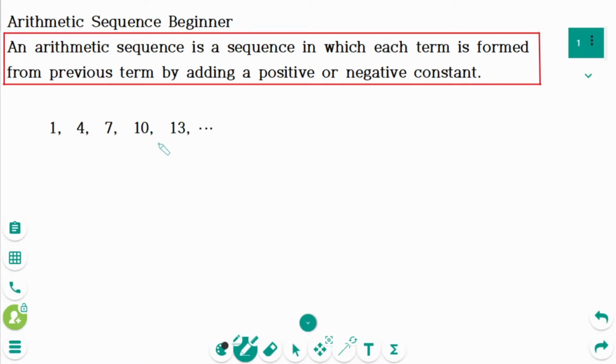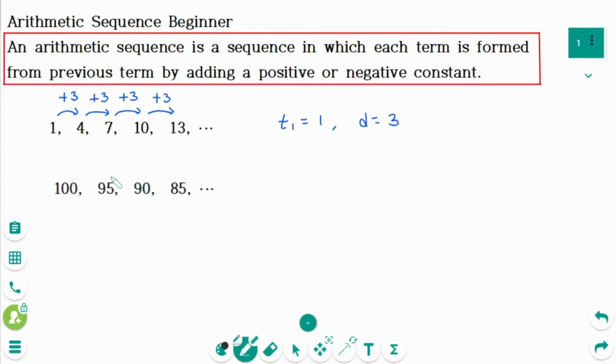This video will cover beginner questions regarding the topic of arithmetic sequence. 1 plus 3 makes 4. 4 plus 3 equals 7. 7 plus 3 equals 10. 10 plus 3 equals 13. In this sequence, the first term t1 equals 1. The common difference d equals 3.